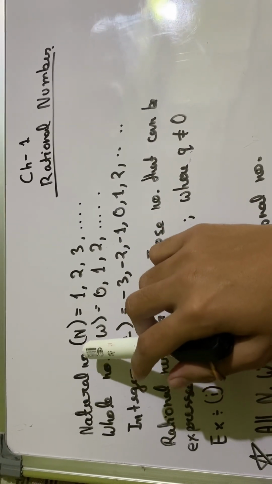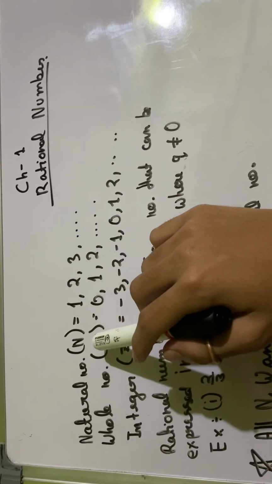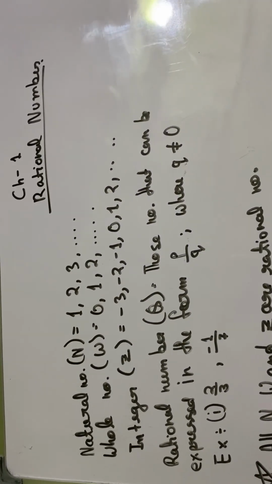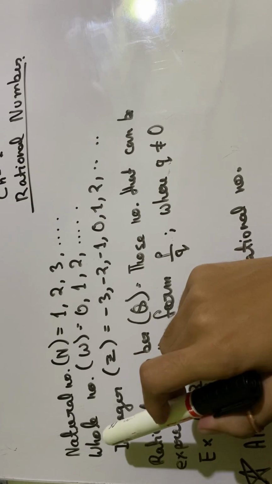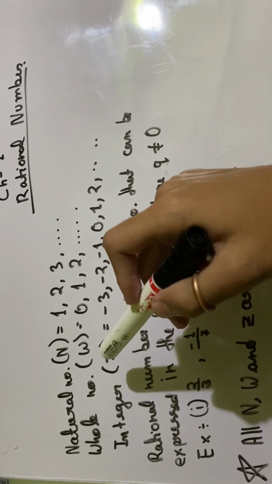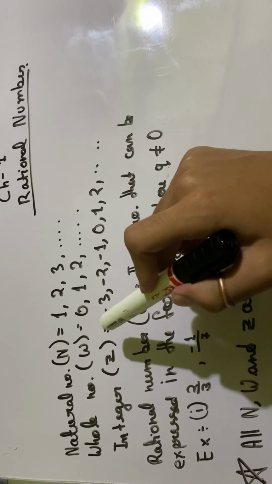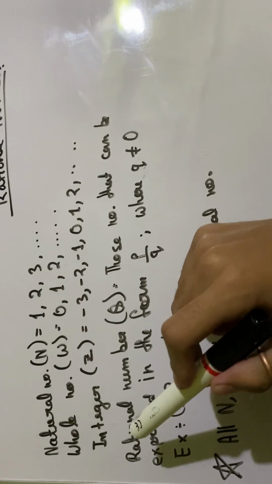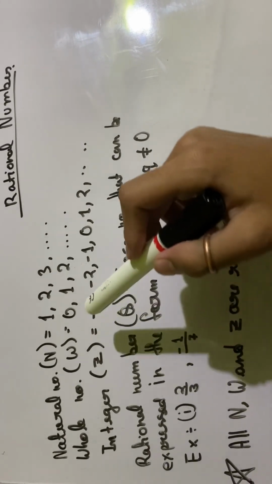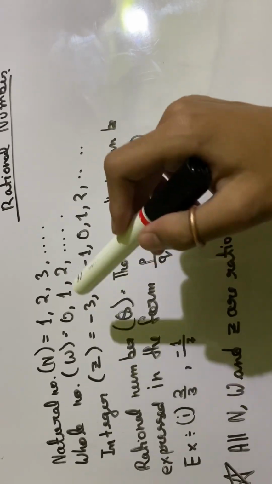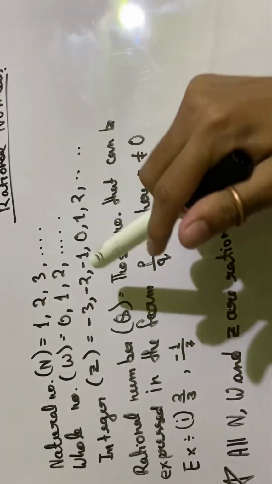Natural numbers, we denote natural numbers by capital N, that's 1, 2, 3 up to infinity. Whole numbers, we denote whole numbers by capital W, which starts from 0, 1, 2 and it continues. Integers, which come from -3 and so on.